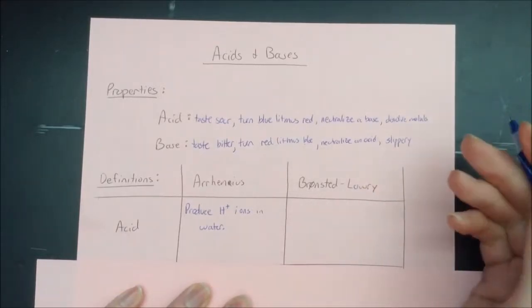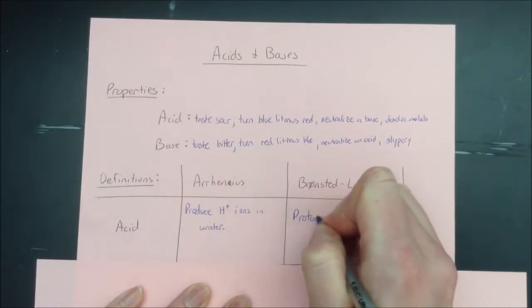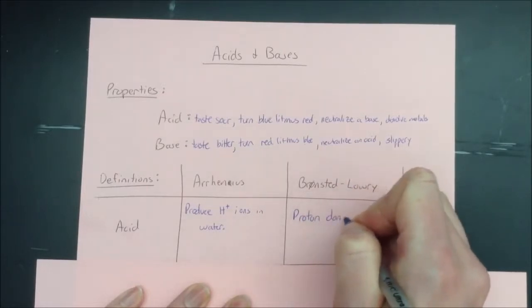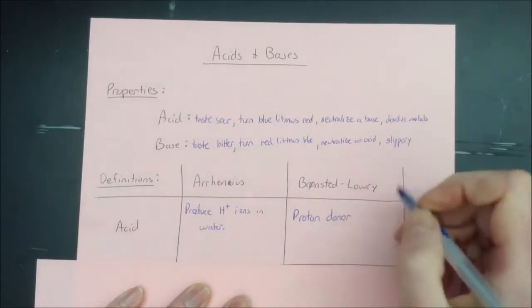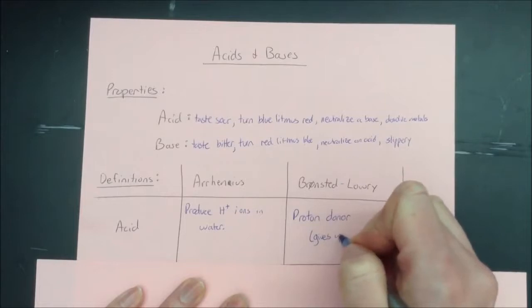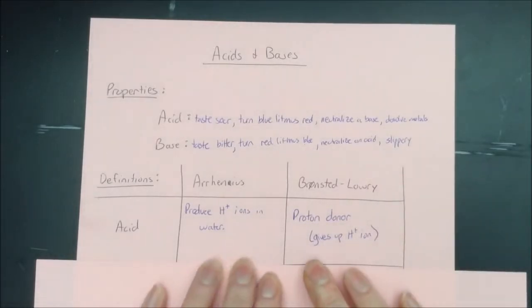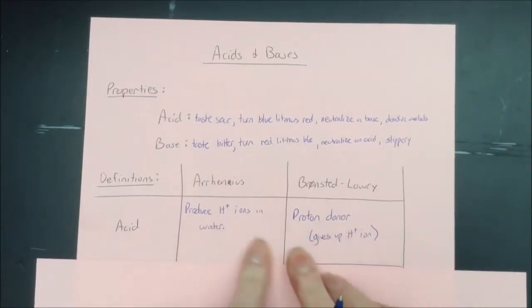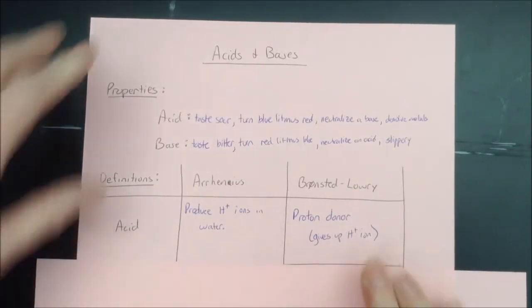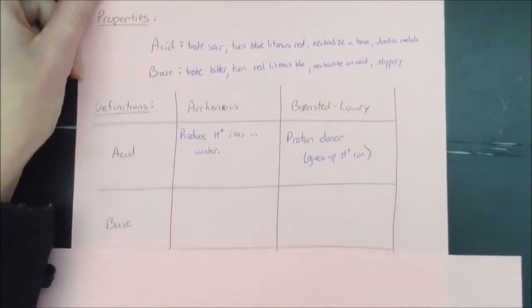Bronsted-Lowry says that it does kind of the same thing, but they call it a proton donor. If something donates a proton, then it is an acid. The proton that it's donating is an H+. So they're kind of doing the same thing here. They're kind of the same as far as acids go, producing H+ ions and giving up a positive ion there. With the bases, they're a little bit more different.